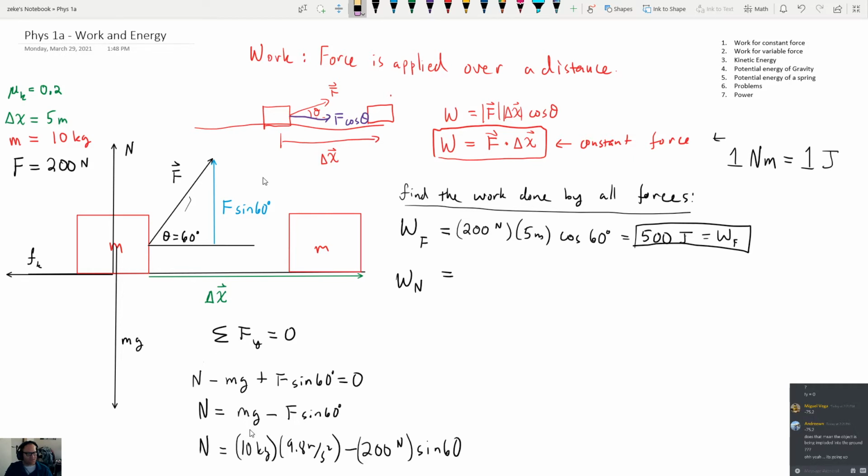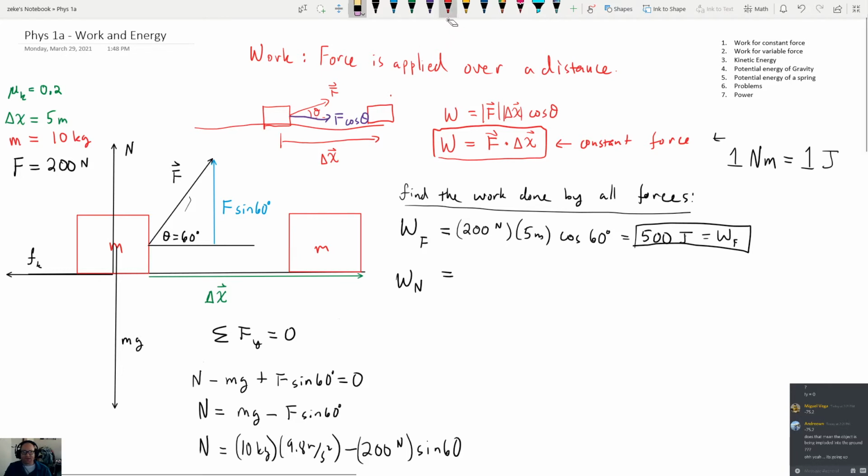Shouldn't that be what it means, if n is negative? I don't know what that means. It actually doesn't mean anything. I think pretty simply what it means is that this force down over here is bigger than the weight. That's all that means. It means the force here is bigger than the weight.